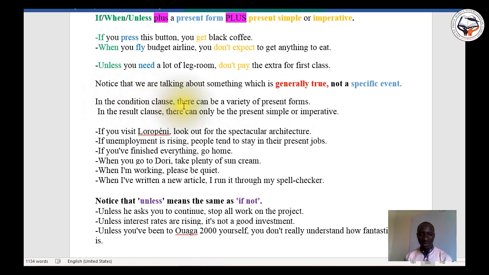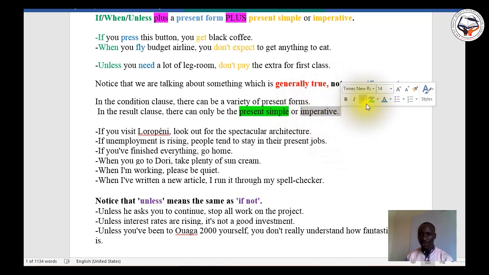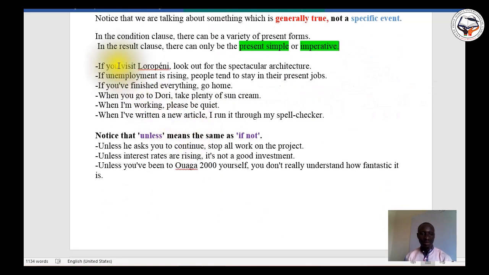In the condition clause, there can be a variety of present forms. In the result clause, there can only be the present simple or the imperative. We can use the imperative form here also. Okay, let's go with some examples.